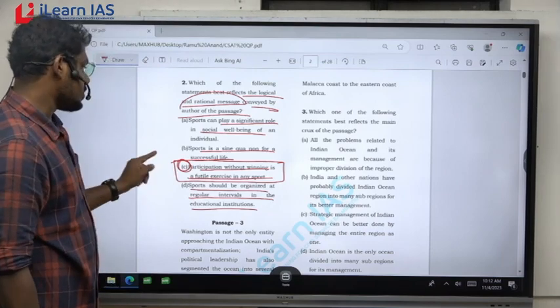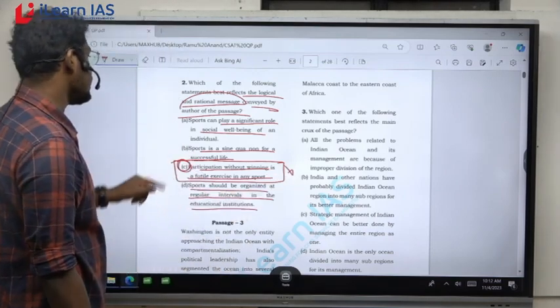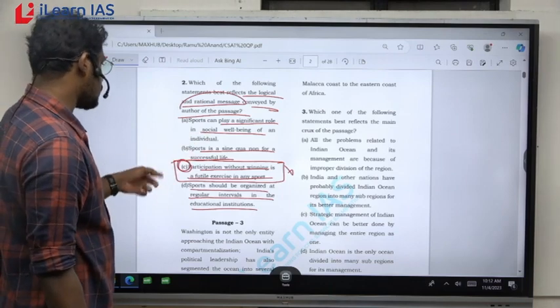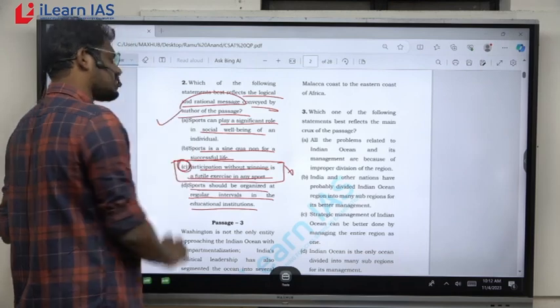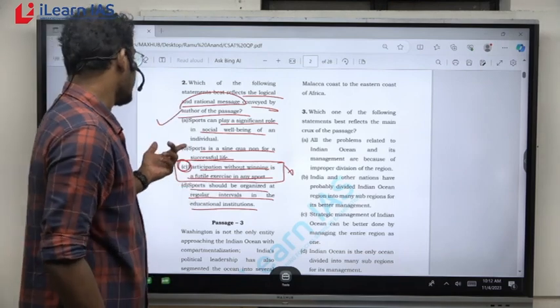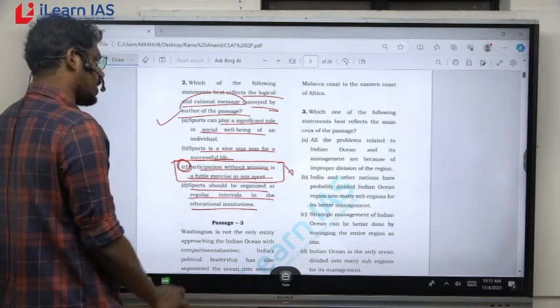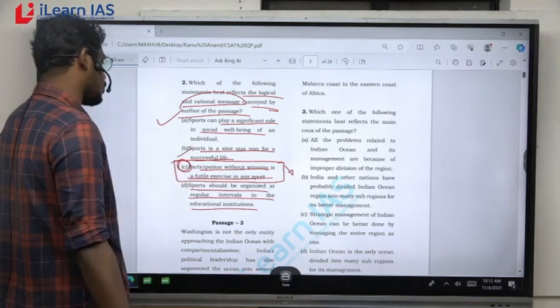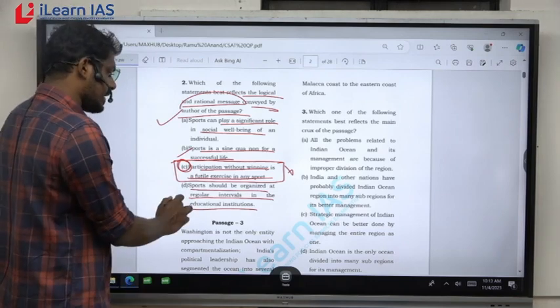So this option can be eliminated. Okay, so option C can be eliminated. Then we are left with the other options. Sport can play an important role in social well-being of an individual. Okay, this is a general statement. It can be a correct one. Sports is a sine qua non for a successful life. Okay, maybe it is true. Sports should be organized at regular intervals in educational institutions.